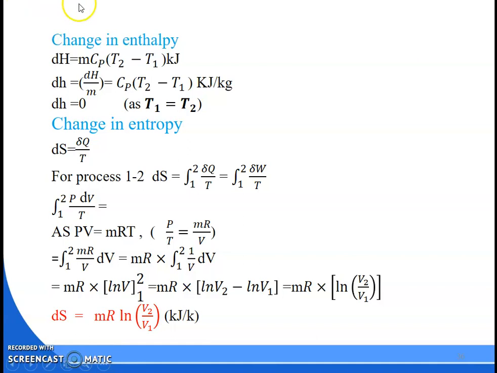Then we will go for calculating the change in enthalpy. What is the change in enthalpy? dH is equal to m Cp (T2 minus T1). That is the same for all gases, that I told before also. The change in specific enthalpy, dh is equal to Cp dT. So as T1 is equal to T2, dT is equal to 0, then dh is equal to 0. Then the change in enthalpy and the change in internal energy are equal to 0. For which process?